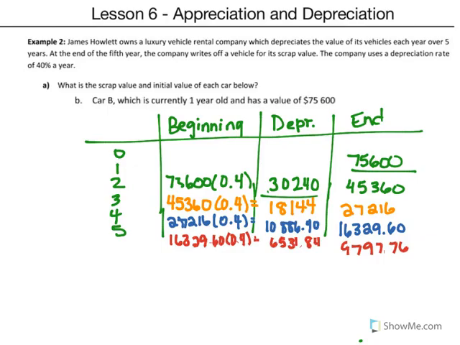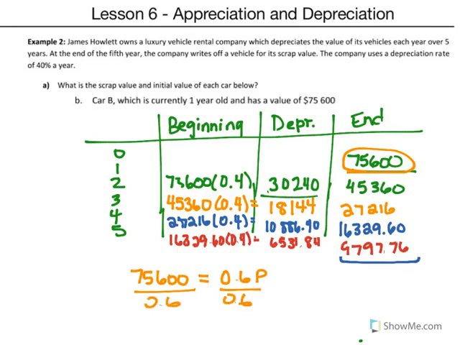So these are the numbers you should get for your values. So as you can see, the car is depreciated to a value of $9,797.76. We also want to figure out the purchase price. So we know we're going to take the value at the end of year 1, so 75,600, and it's going to be equal to 60% of the purchase price. So we're going to divide it by 0.6. So the purchase price for this vehicle is $126,000.